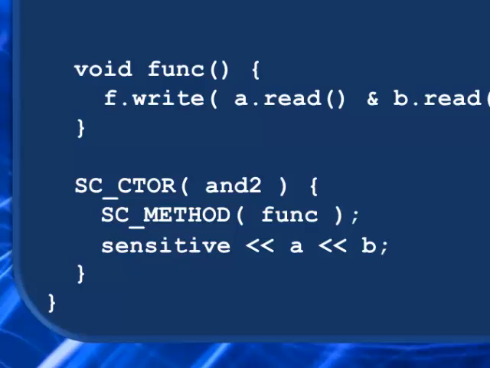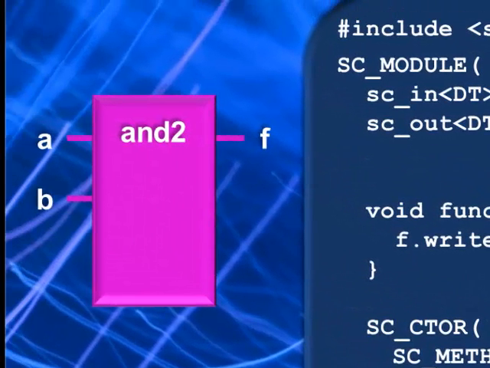In SystemC, the left shift operator has been overloaded to represent a list of sensitive signals or events. Now, let's make this design a little more interesting. What if we wanted this ANDing function to become sequential? In other words, sensitive to a rising clock edge.